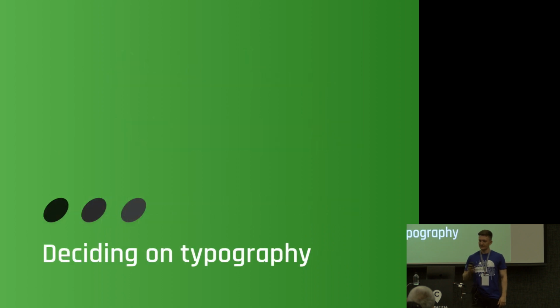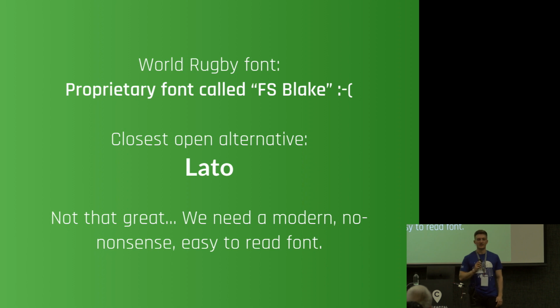Cool. So the next step in my process was to decide on typography. So what font did I want my app to use? I didn't want to just go with the standard Roboto font that Android Studio or Android projects give us. So I went ahead and had a look again at the World Rugby website. And it turns out that the font they were using was a proprietary font called FS Blake, and it costs about thousands of dollars to use per month. And I was like, nope, I really want to do this, but I'm not paying that amount of money.